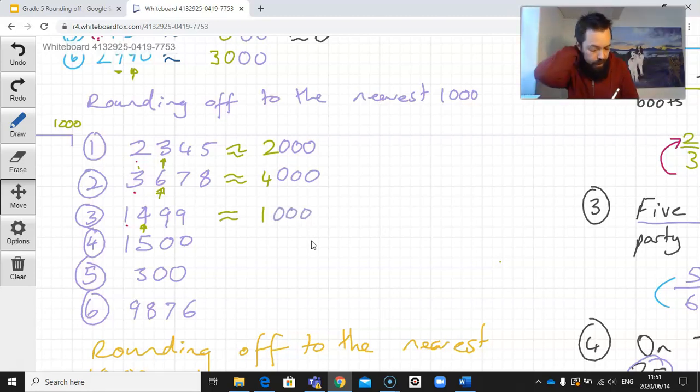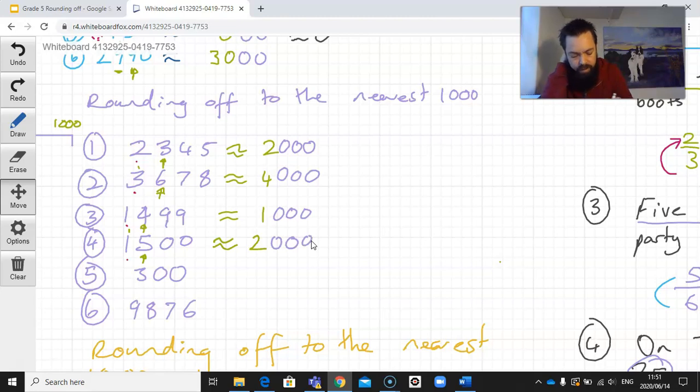Looking at the next one, and I deliberately chose these two here because they're very close. There's actually only one apart from them, and I wanted to illustrate how when you round, sometimes it can make quite a big difference to what your answer is. So we're looking at our thousands. We look at our hundreds. Oh, it's a 5. It's going to round up. So my thousands become 2. And all after that is 0.